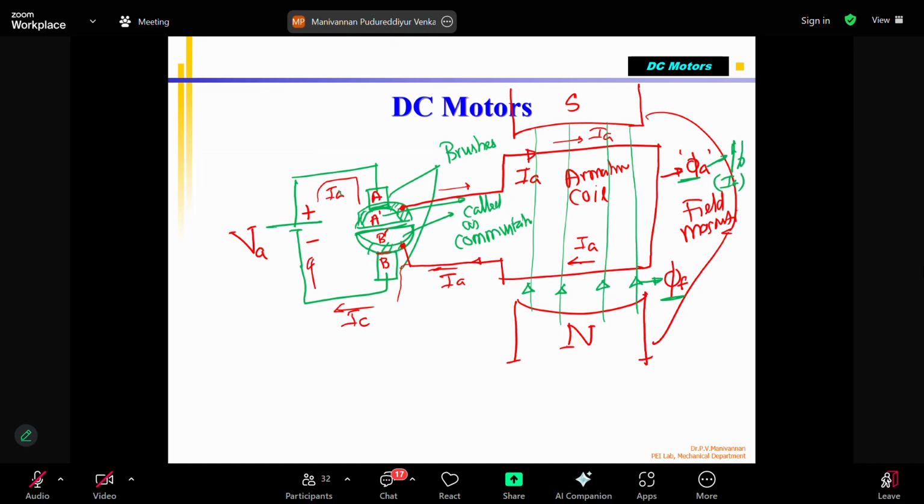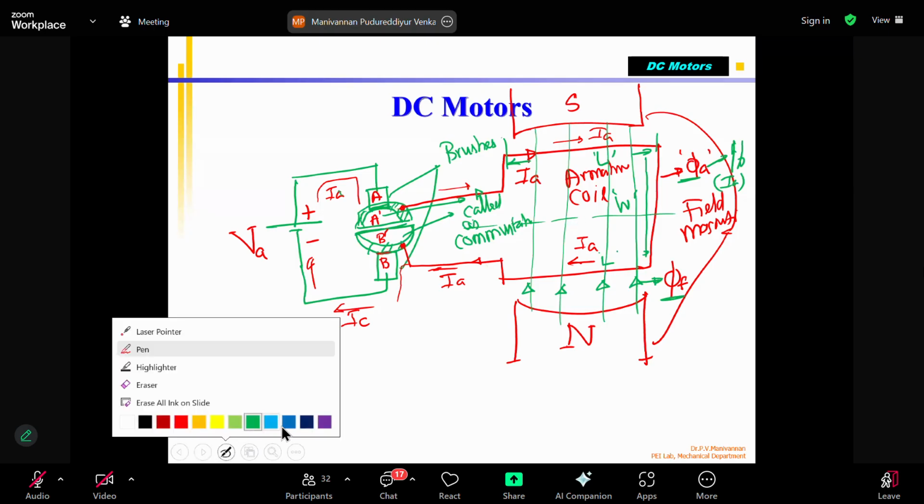Now, if this is like this, what will happen is current flows in this direction, enters from A and goes to the top coil, correct? There are two coil sides. The length of the coil side, between this and this, I'm calling capital L. This is W, the width of the coil. The single turn coil has length L and width W. Because there are two sides, both have the same length L. And this is the center axis. With respect to the center axis, I may use a different color, blue.